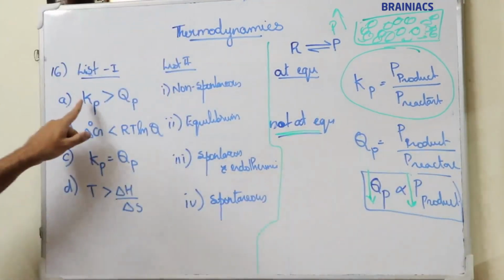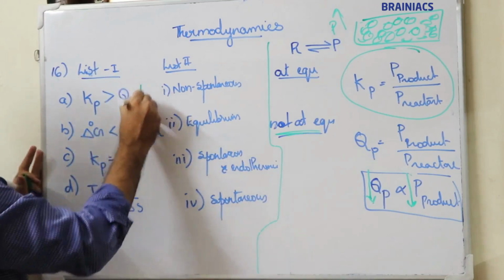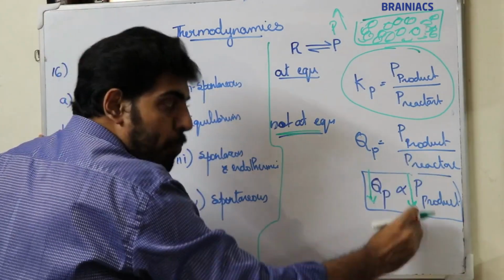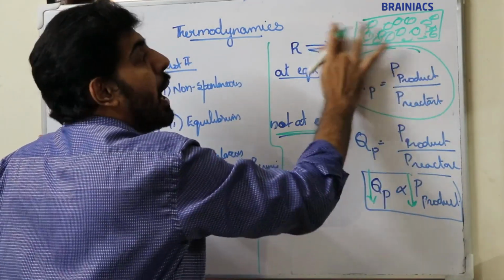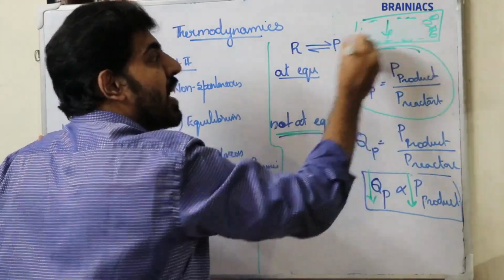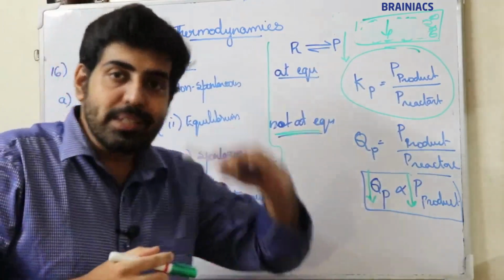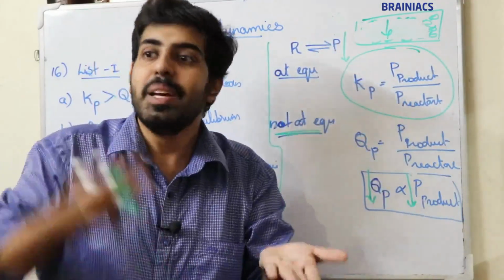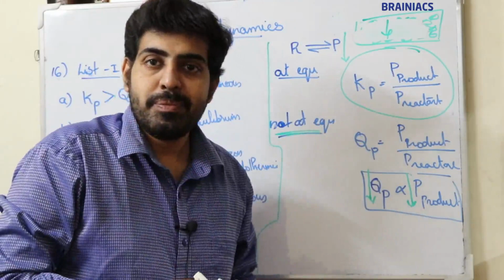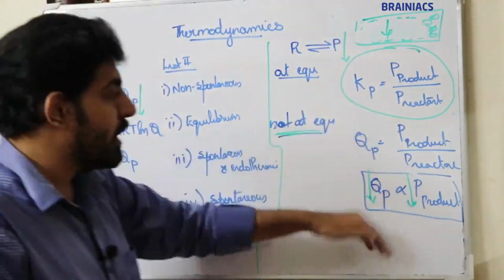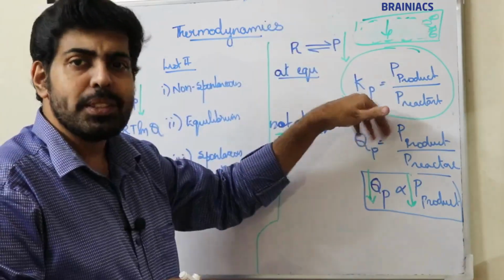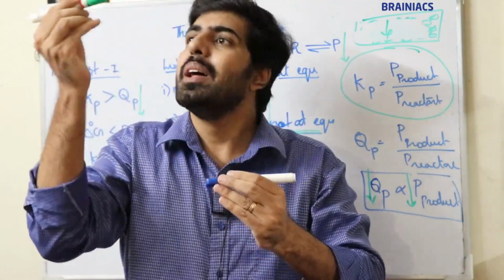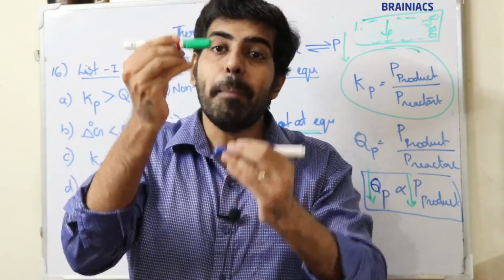Now, here Kp is greater than Qp, so Qp is less. Qp less means product less, pressure of product less, which means the amount of product is less. If the amount of product is less, then the reactant will spontaneously change to product. Right? Let this be the product, let this be the reactant. If the amount of product is less, the reactant will change to product to become equilibrium.